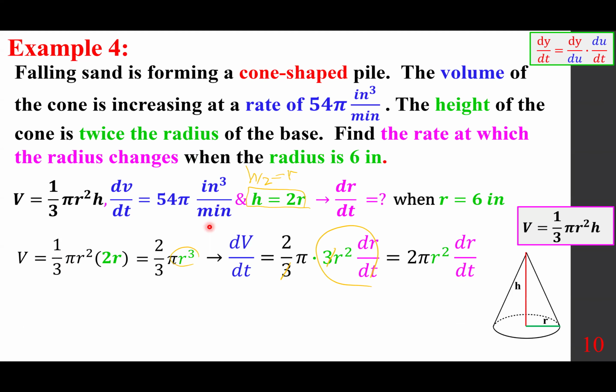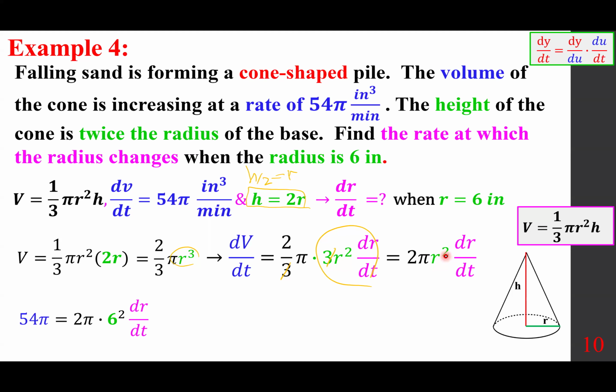So what is dv/dt? Replace it with 54 pi cubic inches per minute equals 2 pi r times 6 squared. So replace that one, and find the missing dr/dt.